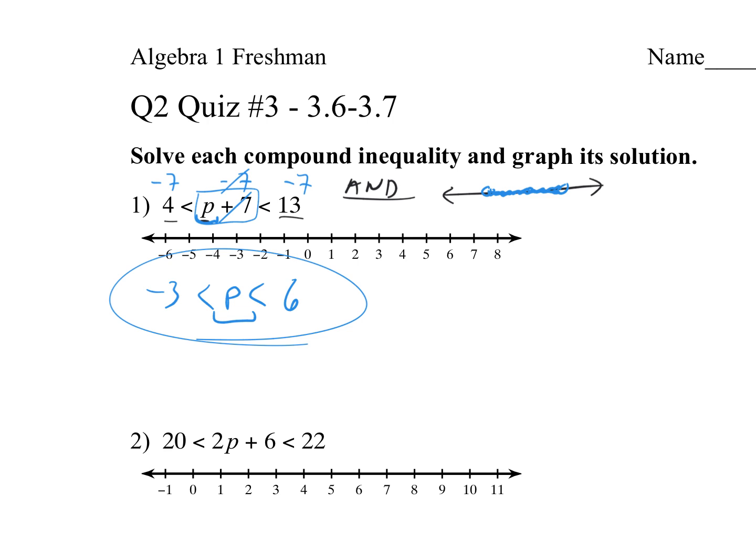So to graph this one, find on your number line the negative 3 and the 6. And it's going to be what? Open or closed circles? Open. Open because it is a strict inequality. So open and open. And because it's an and, you're going to shade in between.